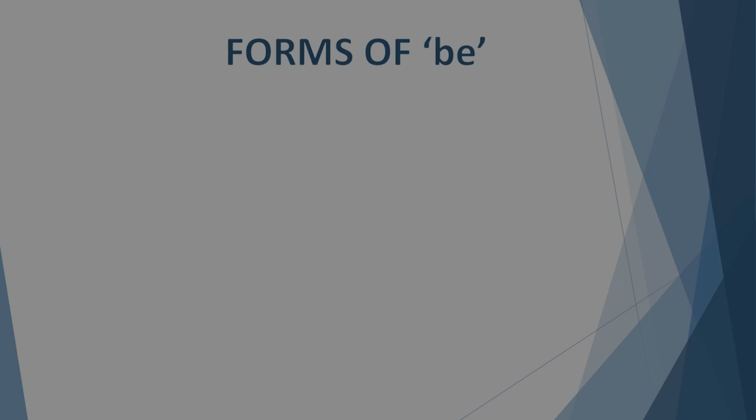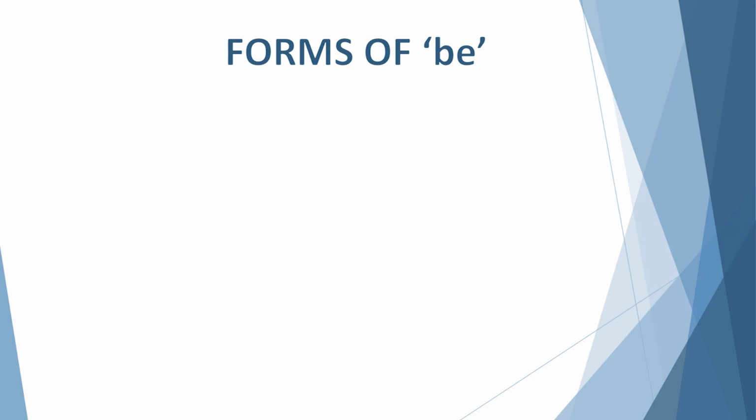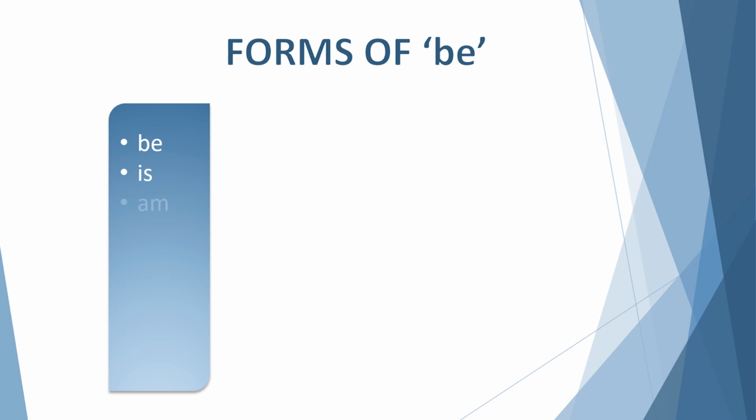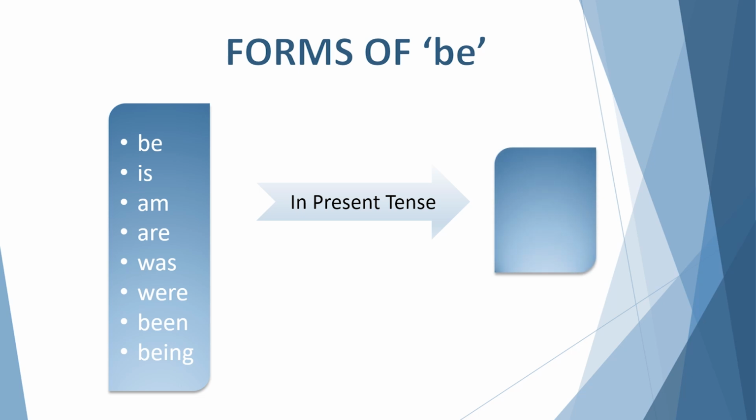In this video lesson, I will be discussing the usage of nouns with be form of verb. We will be discussing the usage of singular as well as plural nouns. Firstly, let's discuss the forms of be. There are primarily 8 forms of be. Be, is, am, are, was, were, being and been. But in present tense, we only discuss is, am and are.